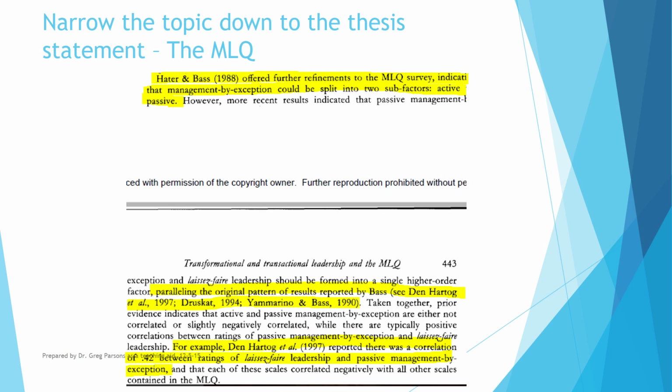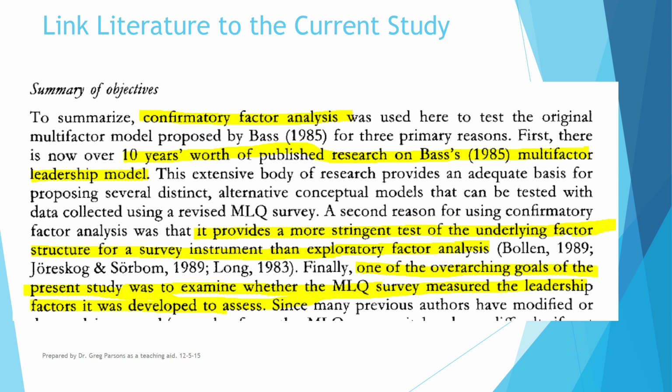Then he starts to narrow it down to specifically what he wants to do. And he's not going to talk about the theory of transformational leadership. What he's going to talk about is the MLQ survey. Okay? And then he goes into, again, some more literature that express some different viewpoints. Okay? And now that all the previous literature has been defined and shown how it leads up to the current study, we need to link it to what the current research is going to be. And here Bass summarizes the objectives of the current study. And one of the things he says is we're changing the approach. We're going to use a different statistical method called a confirmatory factor analysis rather than the original, which was the exploratory factor analysis.